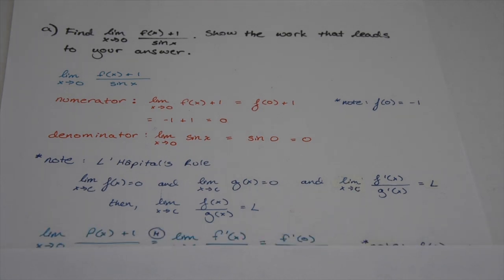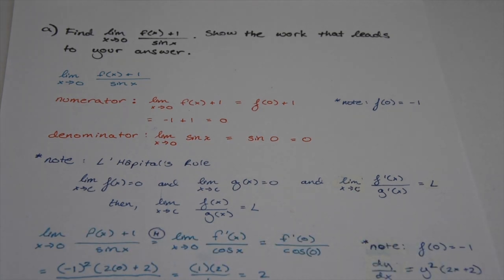Based on those principles, the limit as x approaches 0 of (f(x) plus 1) over sine of x can be found using L'Hopital's rule. That leaves us with the limit as x approaches 0 of f'(x) over cosine of x. Now, we need to note that f(0) is negative 1. So x would be 0, and y would be negative 1.